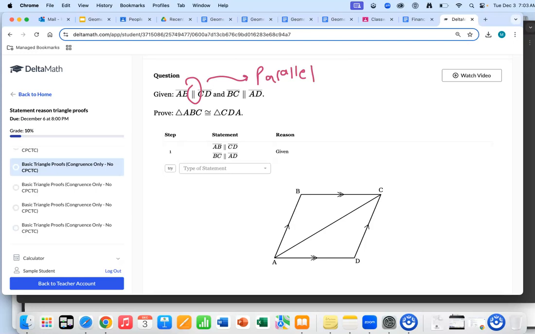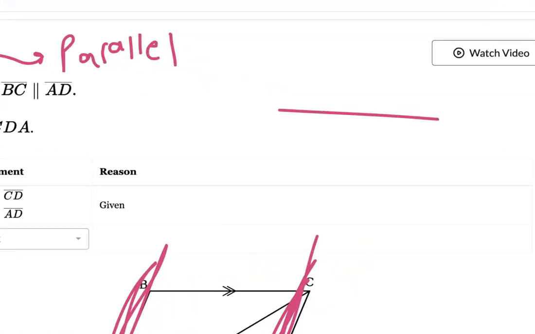But this symbol means parallel. So it's basically saying that this line right here is parallel to this line. But what does that mean? So I need you to know that it doesn't mean that they're congruent. So let's go back to when we learned about parallel lines. Let's zoom out.